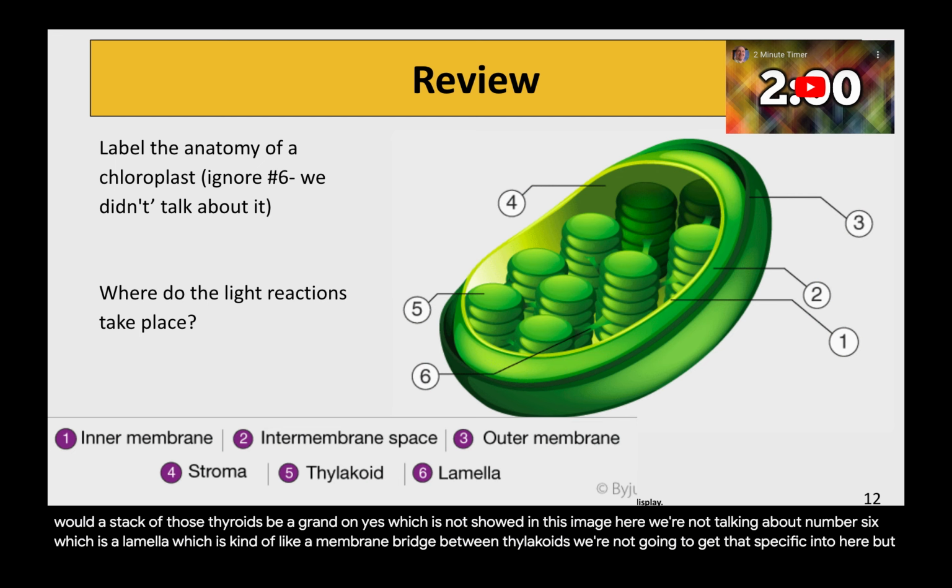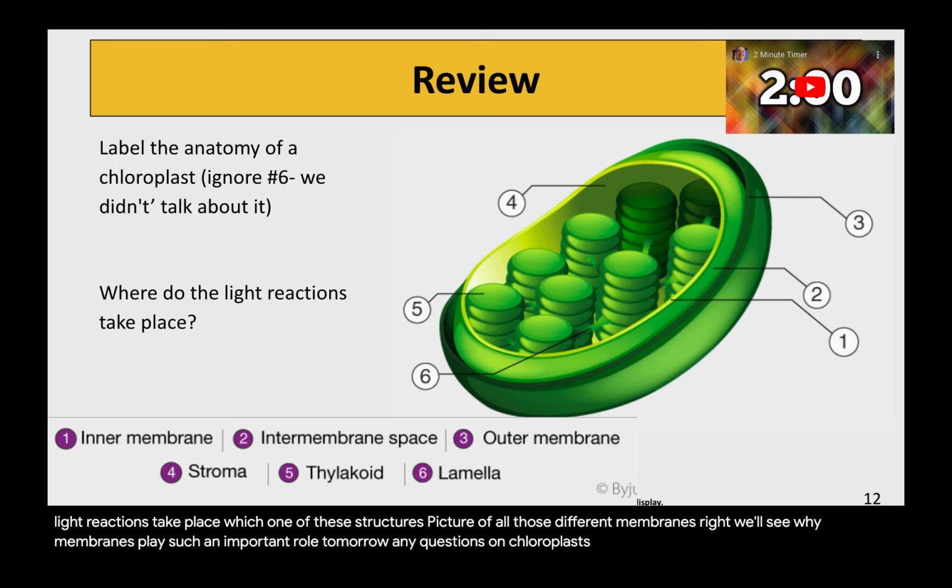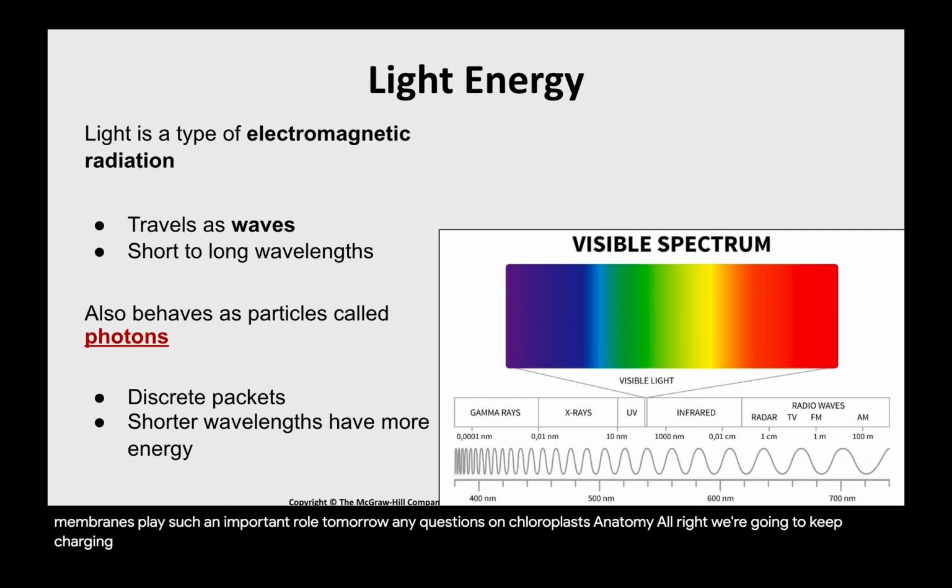But where do the light reactions take place? Which one of these structures? Yeah, the thylakoid, that structure of all those different membranes. We'll see why membranes play such an important role tomorrow. Any questions on chloroplast anatomy? All right, we're going to keep charging along here then.